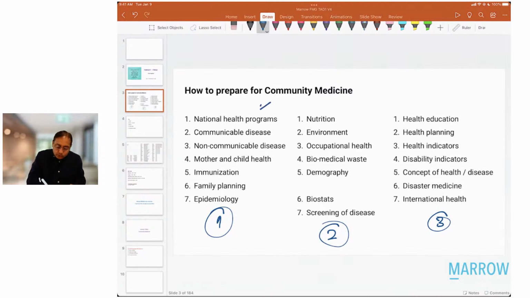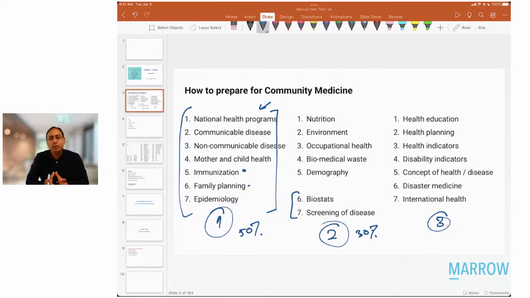So first you are going to do these chapters: national health programs, communicable and non-communicable diseases, mother-child health, immunization, family planning, and epidemiology. This is like 50% of your syllabus. The next 30% of your MCQs are from nutrition, environment, occupational health, biomedical waste, demography, plus these 2 special topics, biostats and screening. But please make sure you do not take too much stress on biostats and screening of disease. Maximum questions come from the first section: national health programs, communicable disease, mother-child health, immunization. Next comes nutrition, environment, occupation, and at the end you have miscellaneous topics, which is like 20% of your syllabus. So when you are preparing for your exam, these are the chapters; just do them. Don't say, yes I know this, or no, I don't know these topics. These topics are very important.